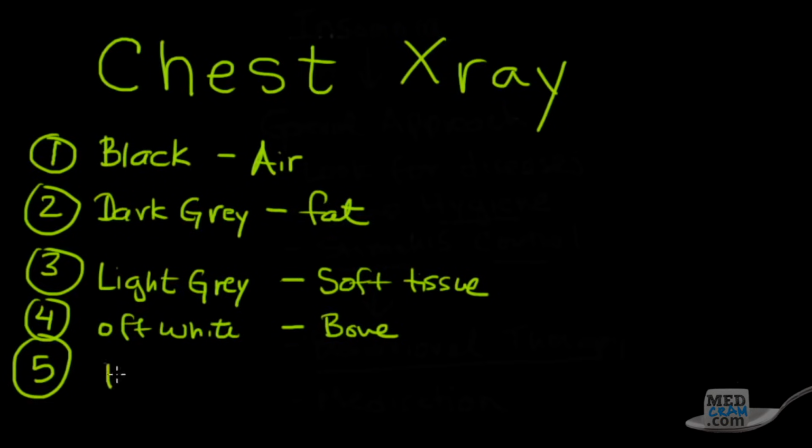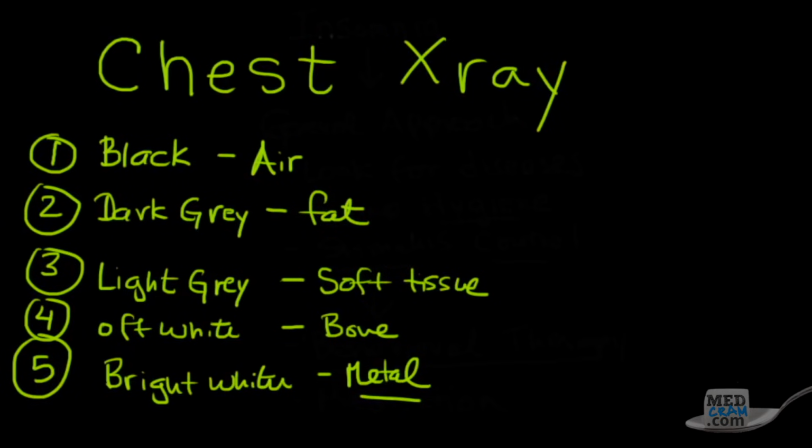And then finally, you're going to see bright white. And so this is things like metal, which is sometimes seen on chest x-rays either because of pacemakers, defibrillators, or even buckshot from gunshot wounds. So these are your 5 things that you're generally going to see.